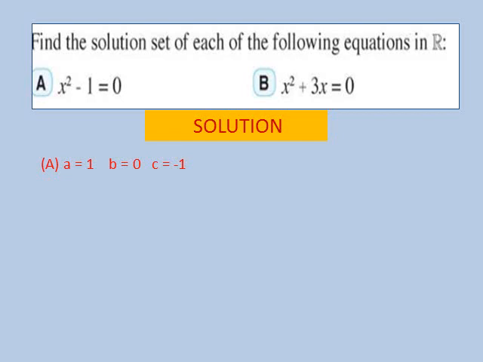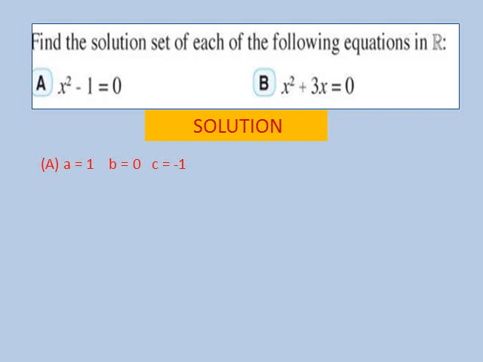A equals 1, B equals 0, very good. Why? Because B is the coefficient of x and there is no x. So B equals 0 and C, which is the constant term, is negative 1.